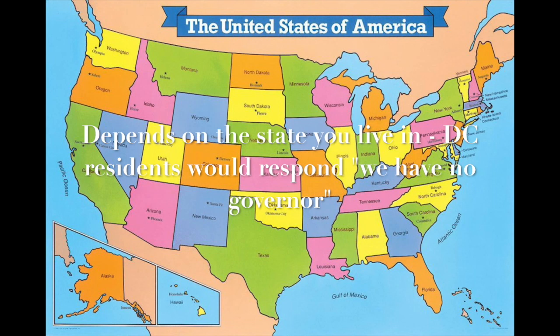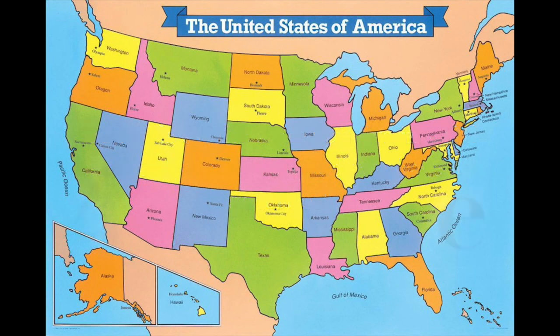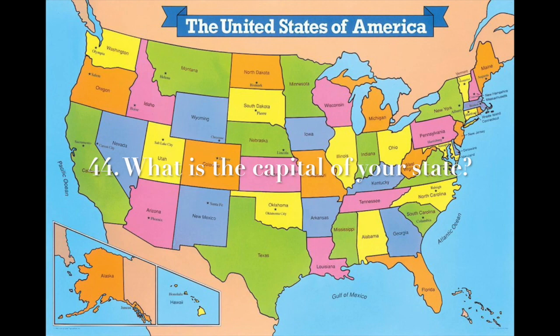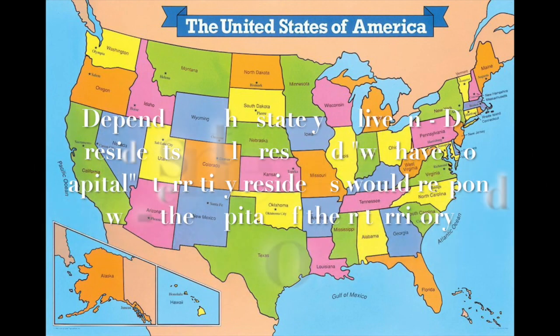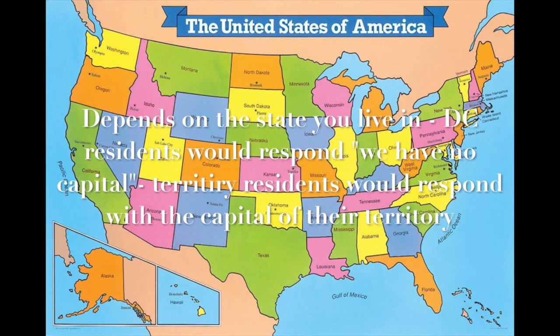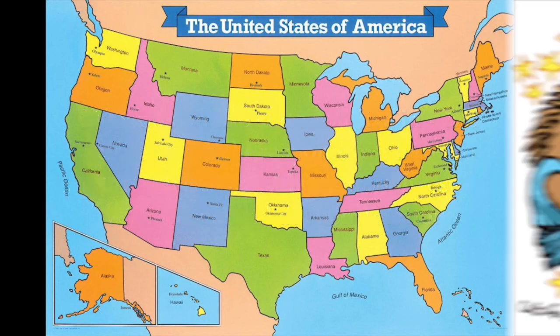Question 43. Who is the governor of your state? This answer would depend on the state you live in. D.C. residents, you would respond, we have no governor. Question number 44. What is the capital of your state? This, of course, would depend on the state you live in. D.C. residents would respond, we have no capital. Territory residents would respond with the capital of their territory.